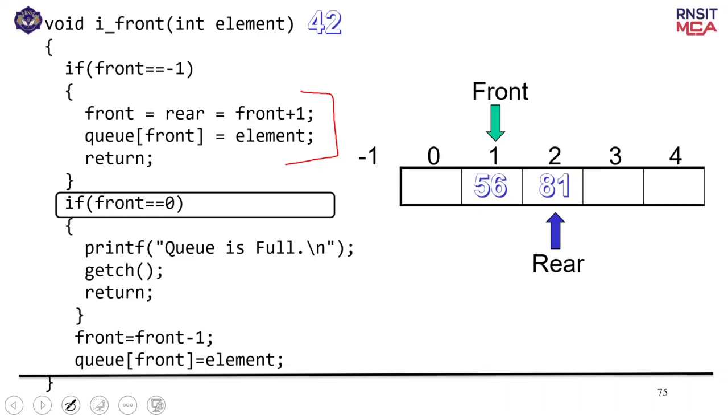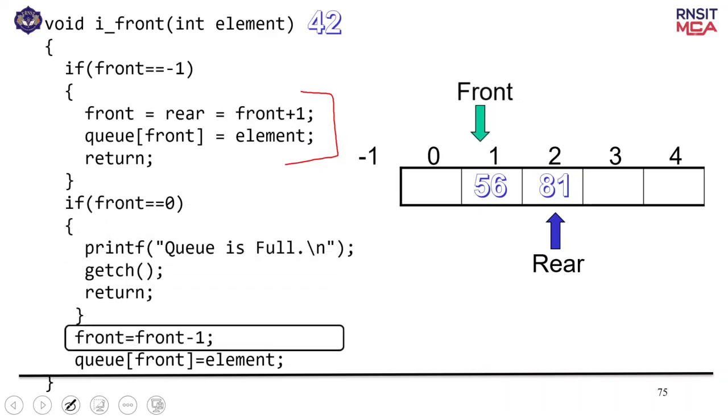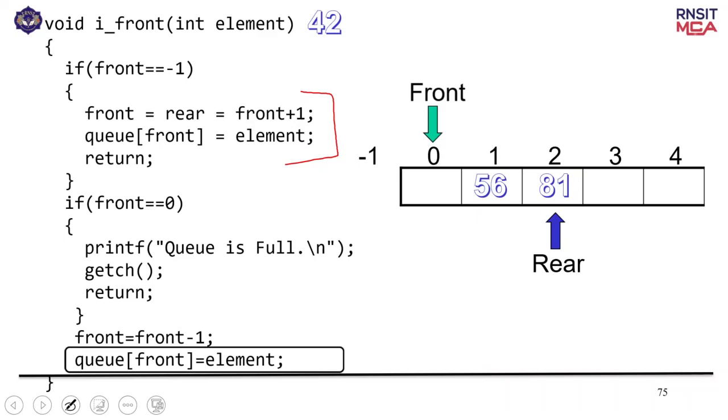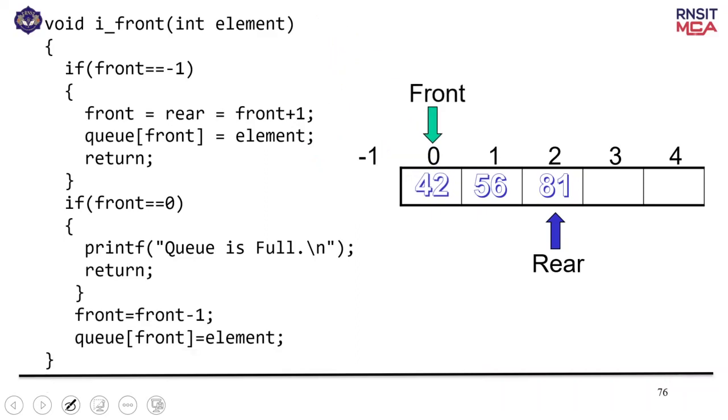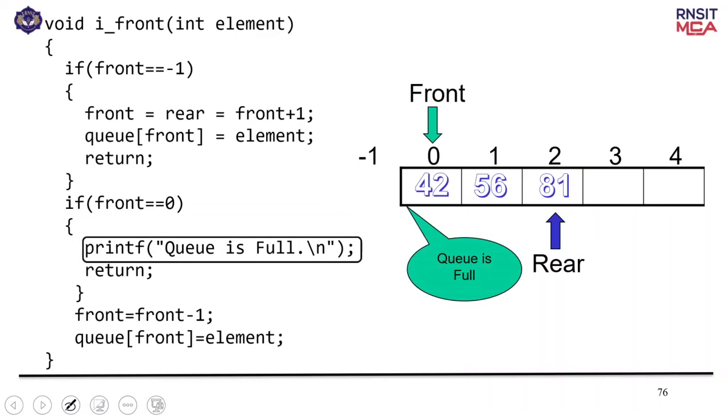In the other case, what will it do? Front is equal to front -1. It moves the front, and then the element 42 is stored into Q of front. So Q of front, element 42 is stored. You can see this is how you can insert. Now this is the state. Now you check whether front is equal to -1. No. Whether front is equal to 0. Yes, front is equal to 0. And definitely insertion is not possible. So you display the message: Q is full.